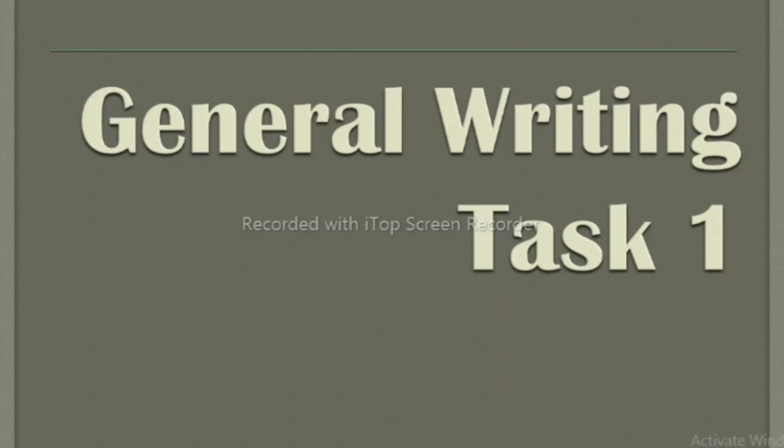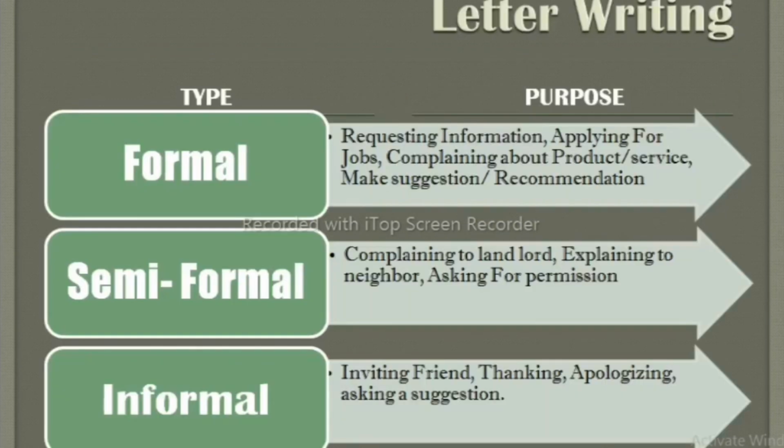So here are some tips for IELTS General Task 1. First of all, identify the type of letter you are being asked to write. Here are 3 types of letter: formal, semi-formal and informal. Next, you have to identify the purpose of the letter. The purpose of writing a formal letter is requesting information from a company, applying for a job, complaining to a bank, store or airline about their product or service, or making any kind of recommendation or suggestion.